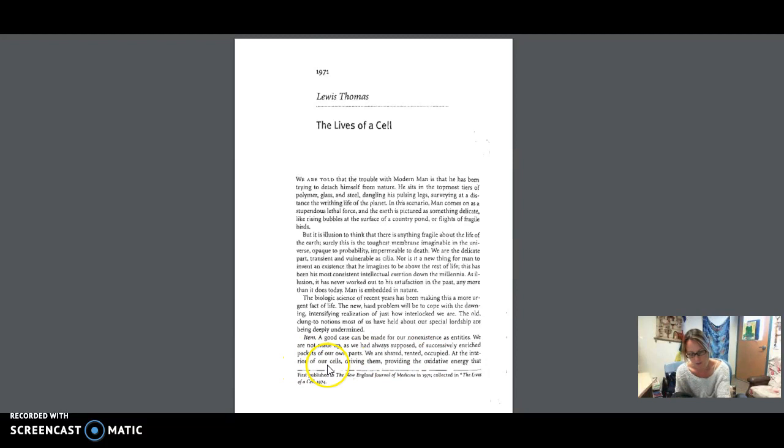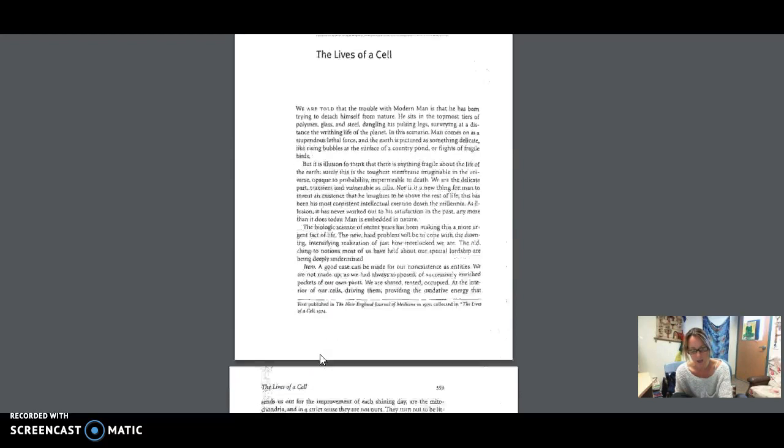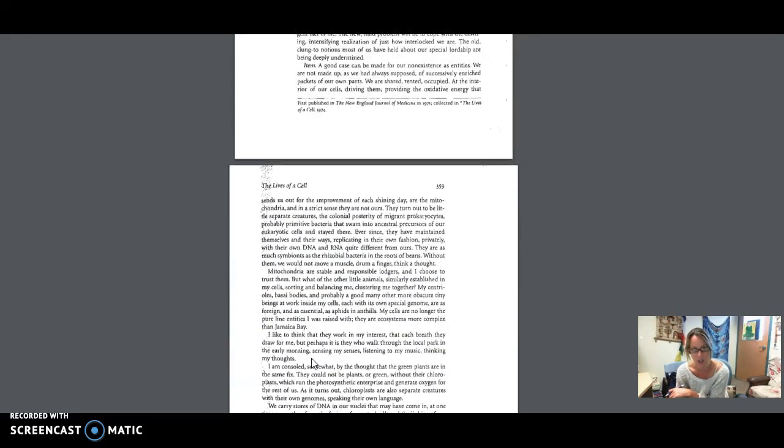At the interior of our cells, driving them, providing the oxidative energy that sends out for improvement of each shining day, are the mitochondria or bacteria. I think of the word bacteria when I read that. And in a strict sense, they are not ours. They turn out to be little separate creatures, the colonial posterity of migrant prokaryotes, probably primitive bacteria that swam into ancestral precursors of our eukaryotic cells and stayed there.